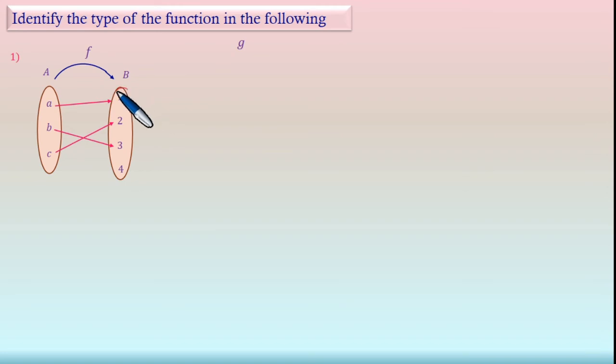So here 1 has only one preimage, 2 has only one preimage, 3 has only one preimage, but 4 has no preimage. So the elements which have an image have only one preimage. Therefore it is a 1 to 1 function. Not onto. It is only a 1 to 1 function because 4 has no preimage, therefore it is not onto.